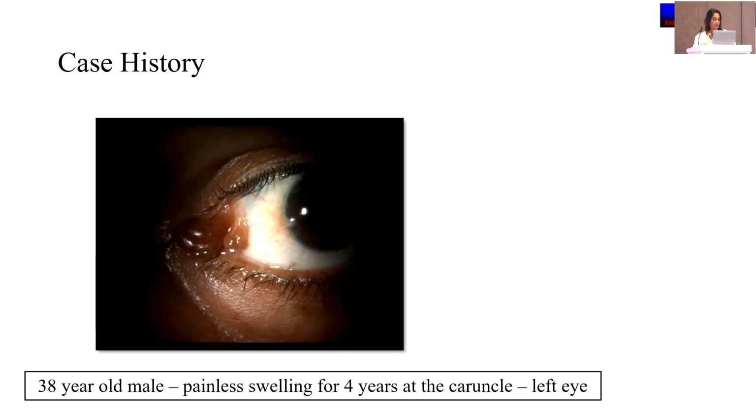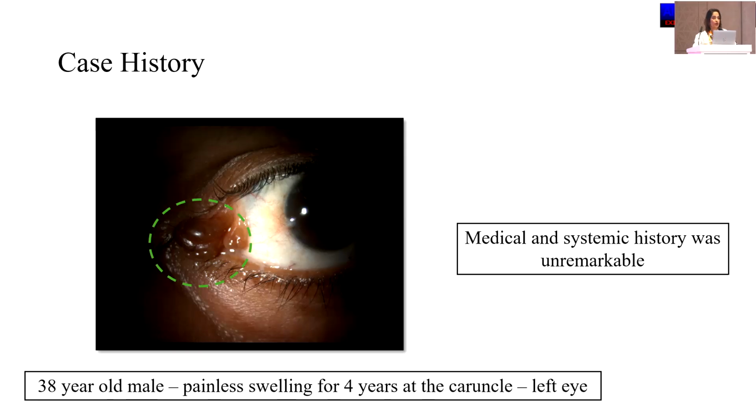This was a 38-year-old gentleman who presented with a painless swelling at the innermost corner of his eye for about 4 years of duration. He gives no history of trauma or ocular surgeries. He has no other systemic diseases, or his medical history was unremarkable.